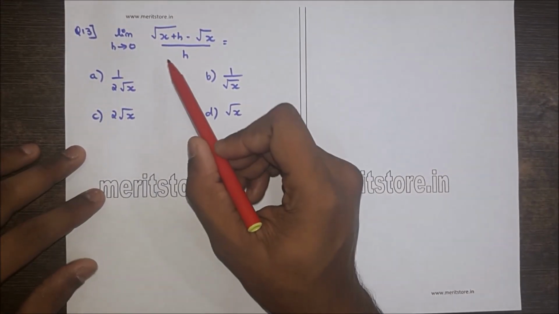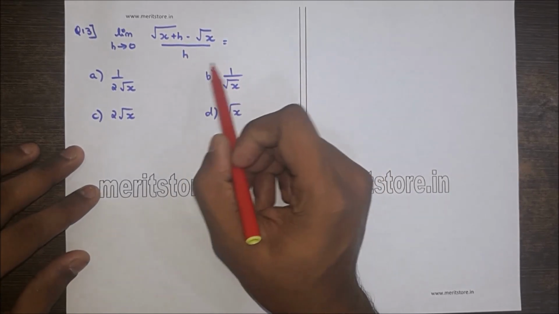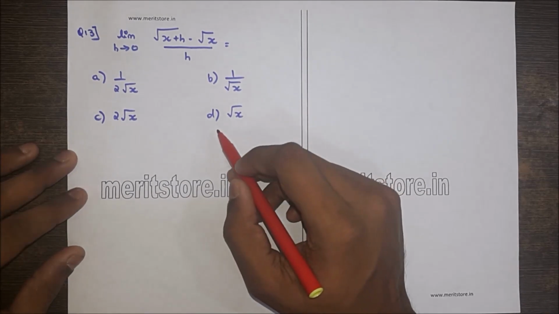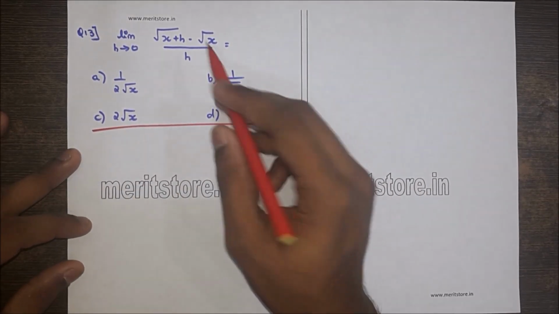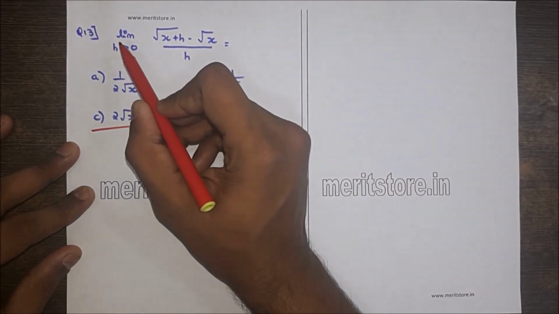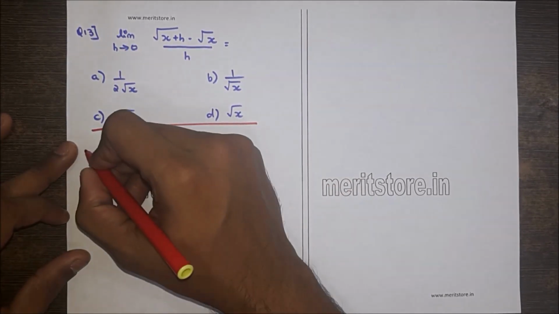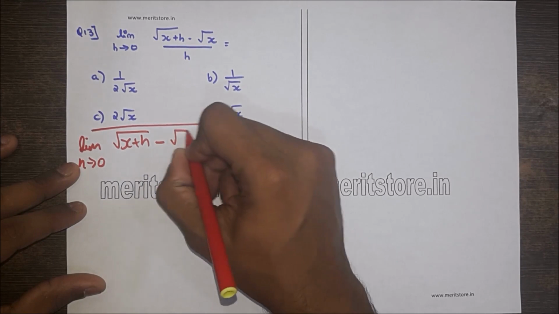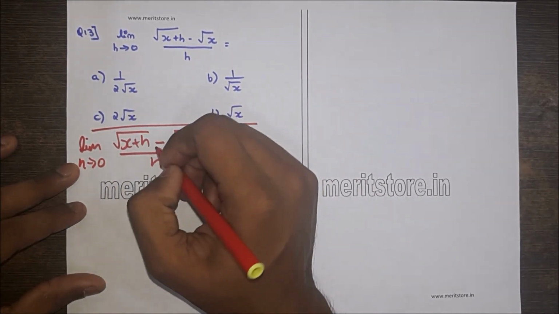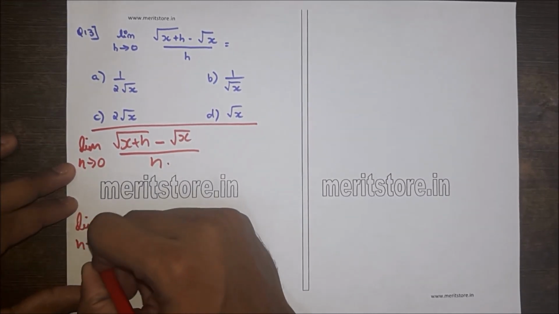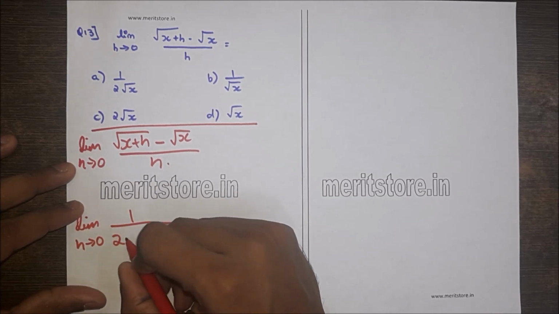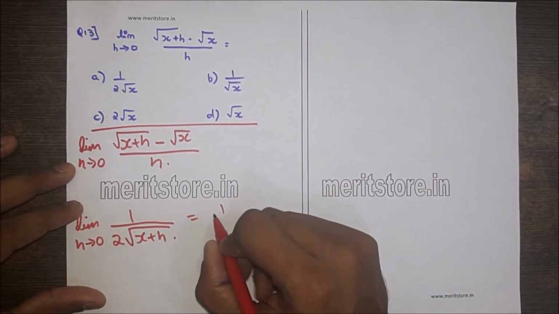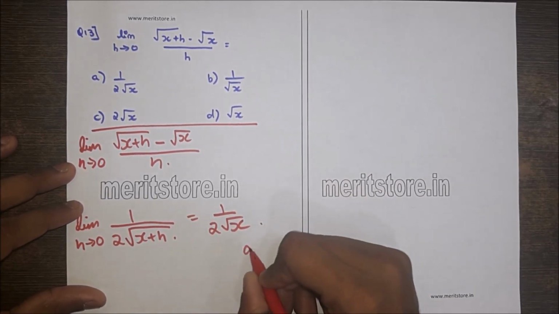Limit of h tends to 0 root of x plus h minus root x upon h equals A 1 upon 2 root x, B 1 by root x, C 2 root x, and D root x. First we apply L'Hopital's rule while we differentiate with respect to h, as the limit has h tends to 0. We get limit of h tends to 0 root of x plus h minus root x upon h. Applying L'Hopital's rule, we get limit of h tends to 0 1 upon 2 root x plus h, and applying the limits of h tends to 0, we get 1 upon 2 root x, which is option A.